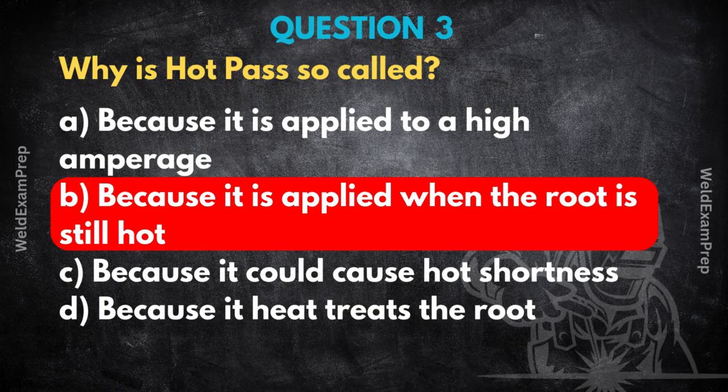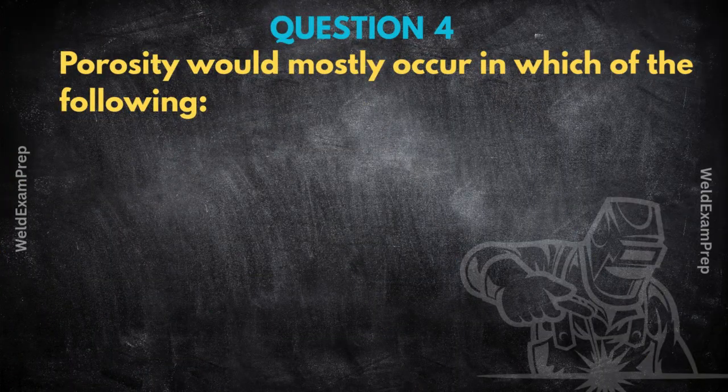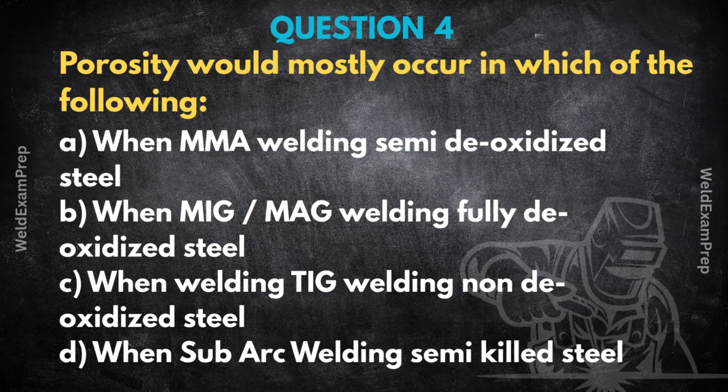Okay, moving on. Let's tackle another common defect. Porosity. Question 4. Porosity would mostly occur in which of the following? Choices are A, when MMA welding semi-deoxidized steel. B, when MIG-MAG welding fully deoxidized steel. C, when TIG welding non-deoxidized steel. D, when sub-arc welding semi-killed steel. Think about where gas bubbles are most likely to get trapped in the solidifying weld.